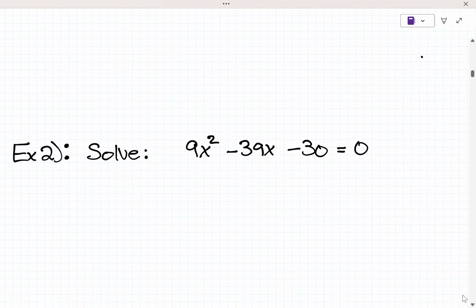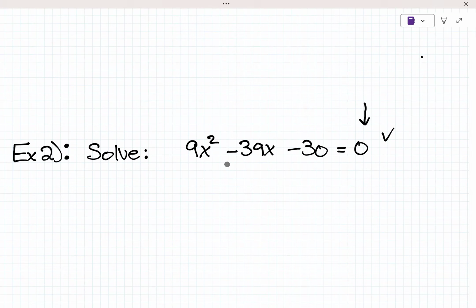Okay, let's move on to example two. The direction says solve. We have this quadratic polynomial. We have 9x squared minus 39x minus 30. So the first thing I'm going to check is if this side is 0. It is, so I don't have to move anything around. So now I'm going to start factoring.